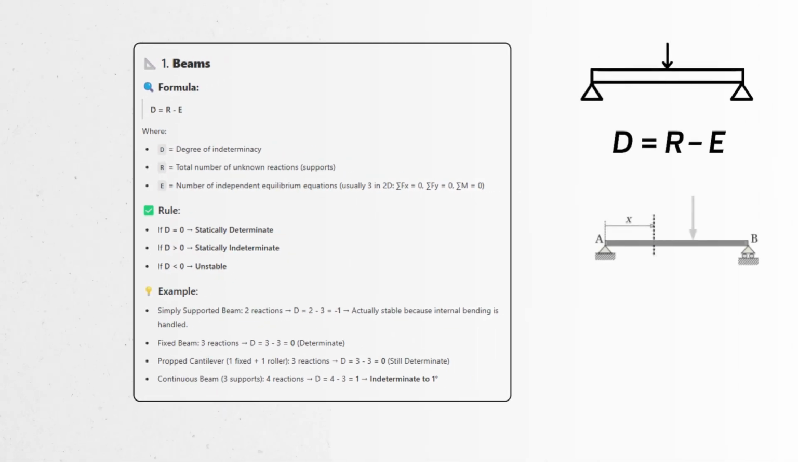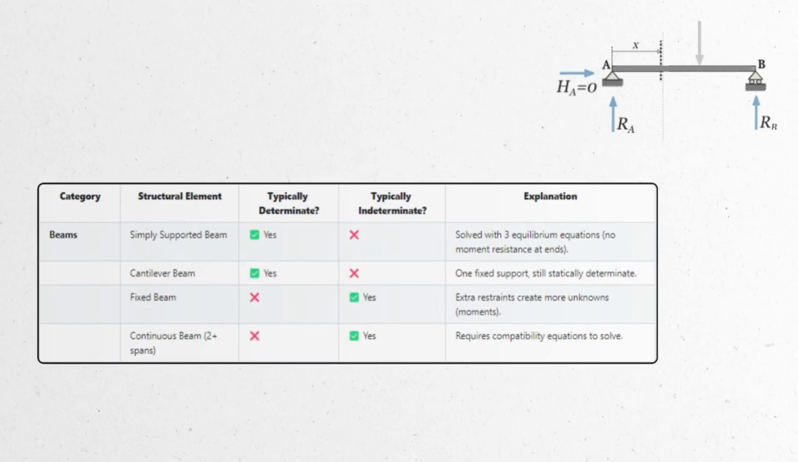Consider a simply supported beam. It has 1 horizontal reaction and 2 vertical reactions. So the total number of reactions, R, is 3. In 2 dimensions, the number of equilibrium equations, E, is also 3. So this beam is statically determinate. In the same way, we perform calculations for other beam types.